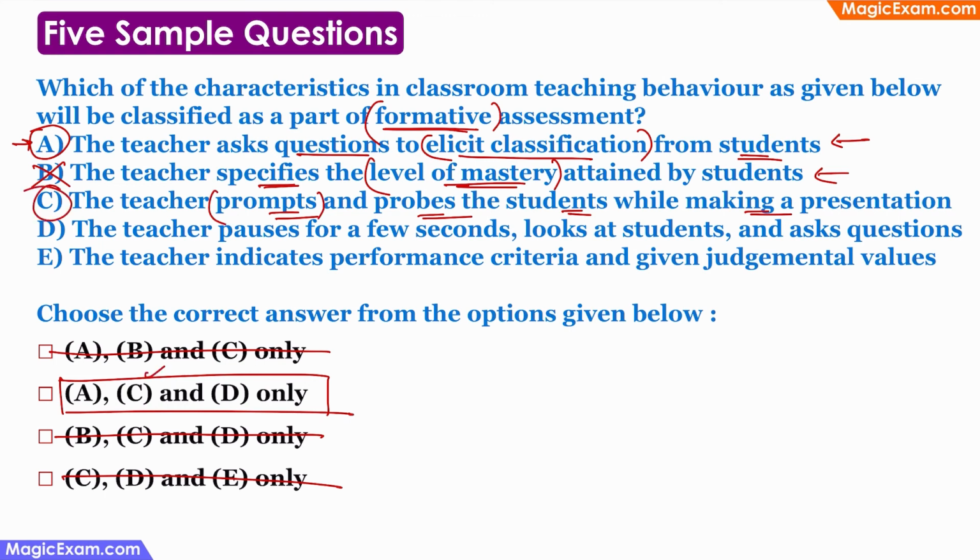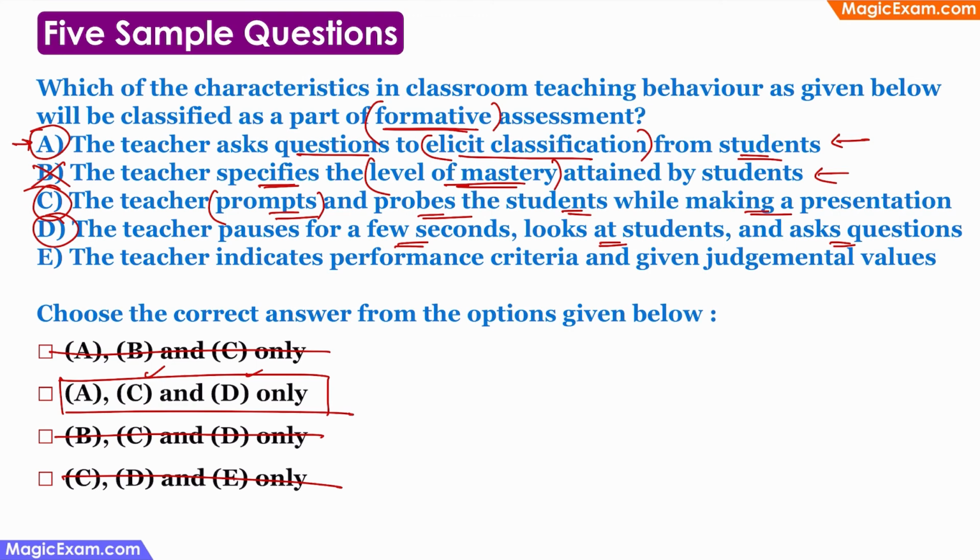And D: the teacher pauses for a few seconds, looks at the students and asks questions, which means that the teacher is giving some time for the students to think. She's looking at the students and asking some questions. So she's including the students in the teaching learning process. So this is also formative. Therefore, D is also correct.